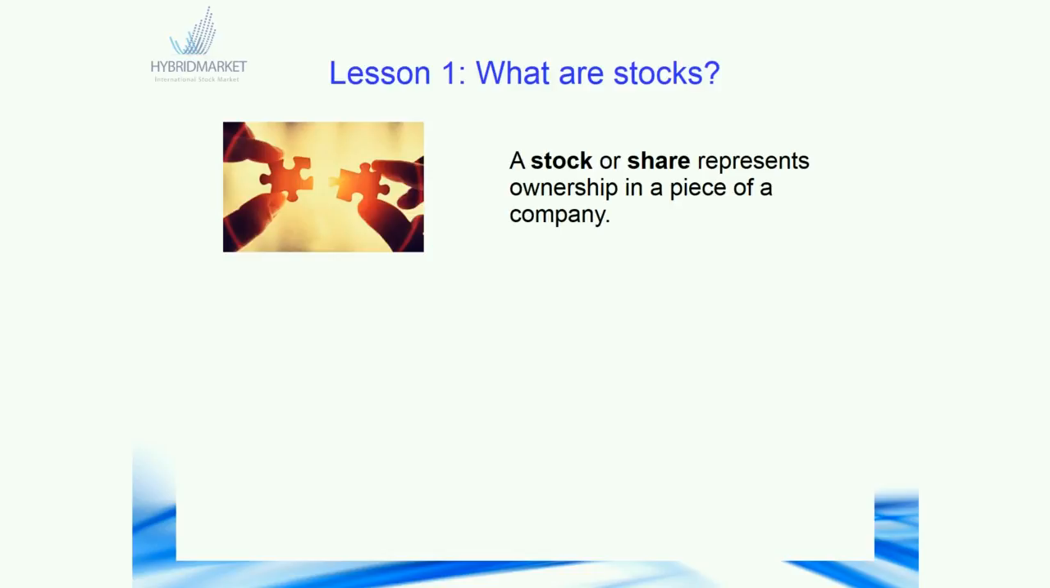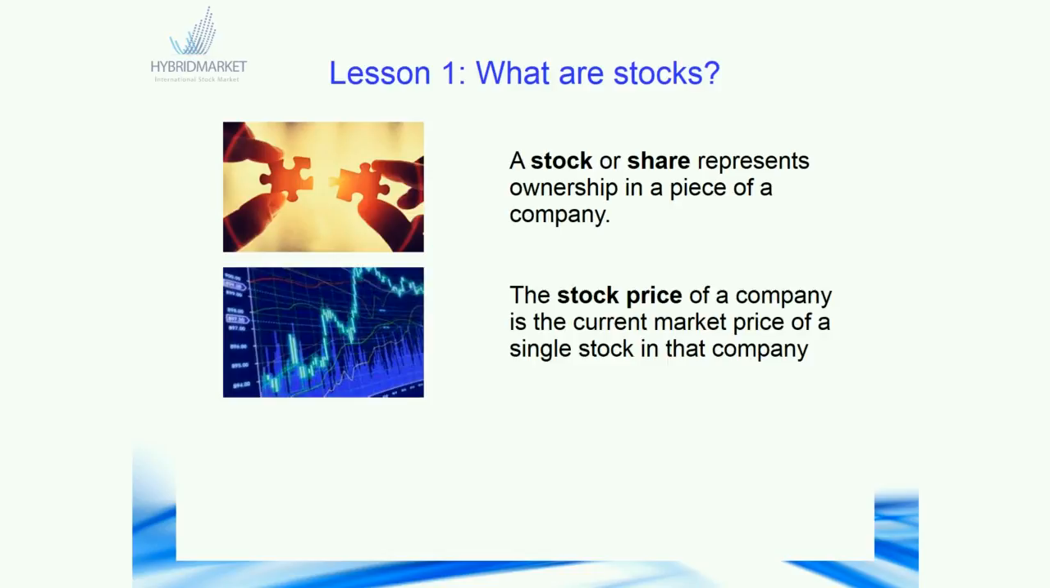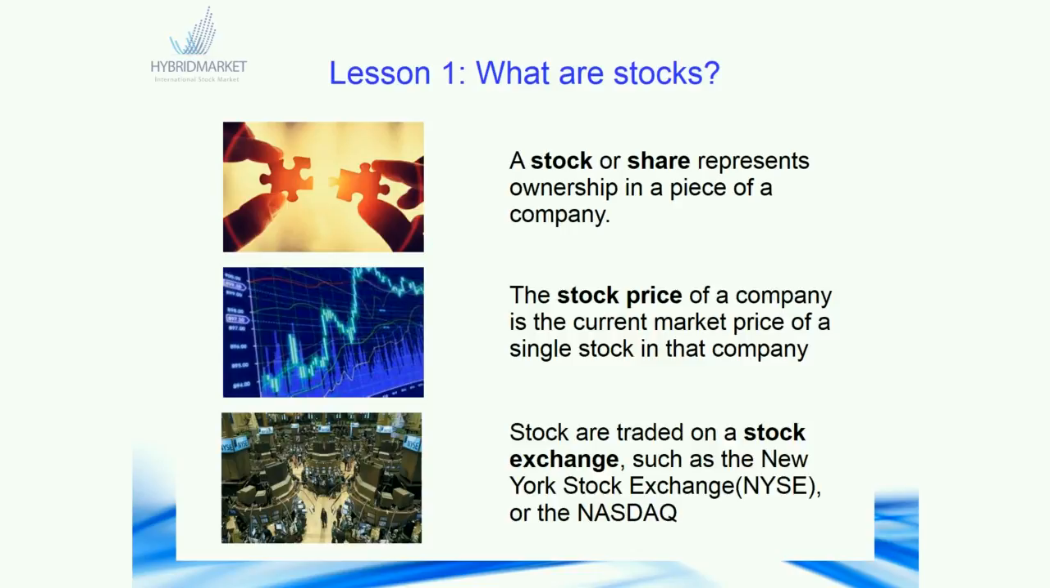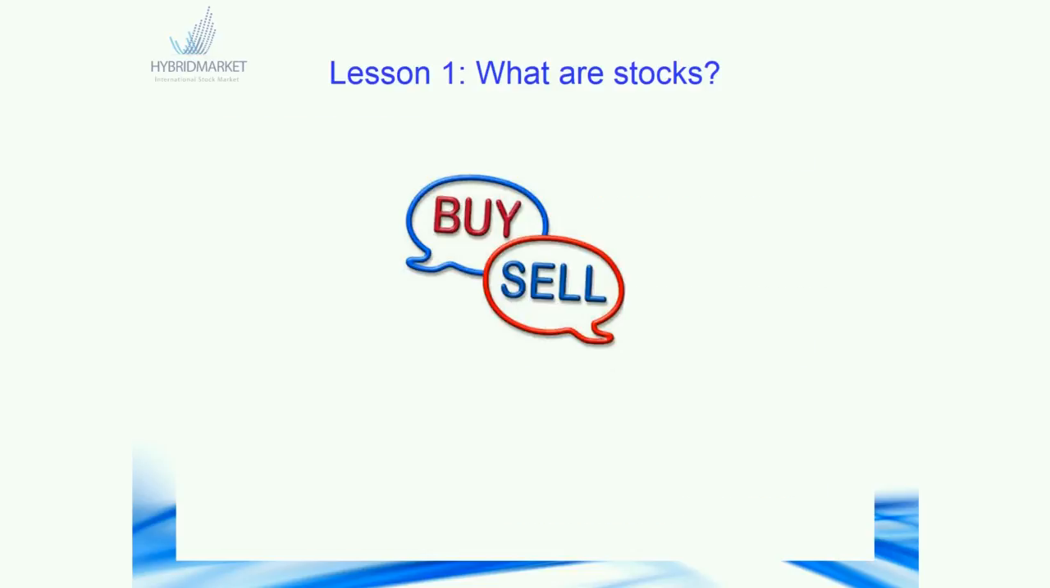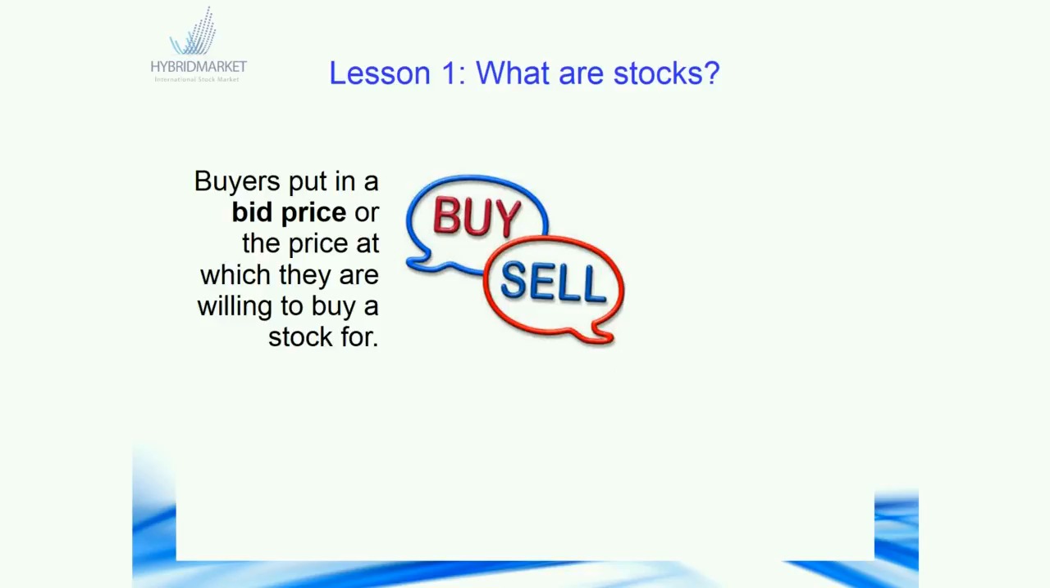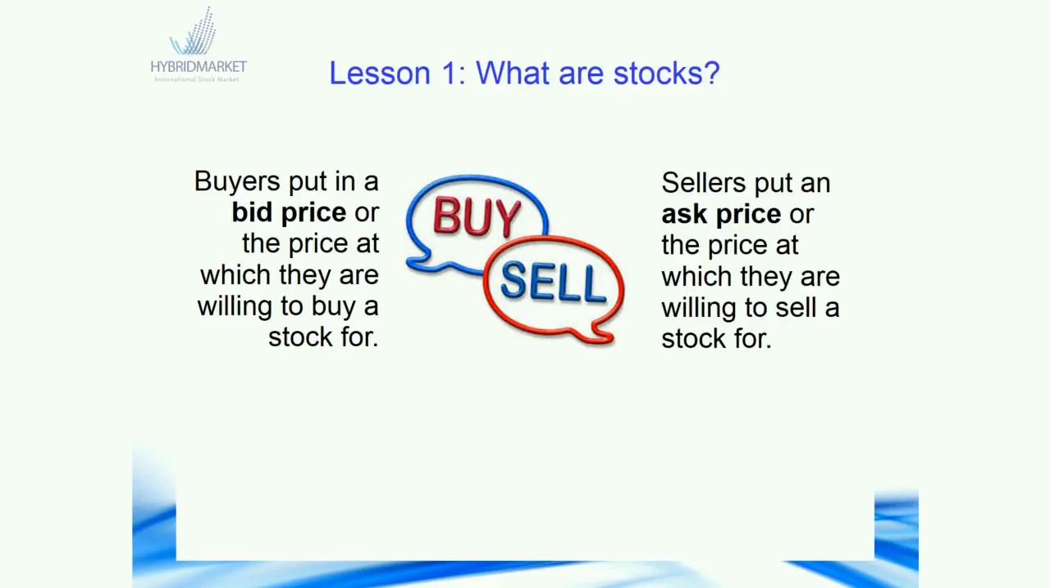shares in different companies. The stock price of a company is the current market price of a single stock in that company. Every minute, thousands and millions of these stocks are traded on a stock exchange, such as the New York Stock Exchange, NYSE, or the NASDAQ. Buyers put in a bid price, or a price they are willing to buy the stock for, while sellers put in an ask price, or a price they are willing to sell the stock for. The stock exchange brings these buyers and sellers together and settles the transaction all in a matter of milliseconds.